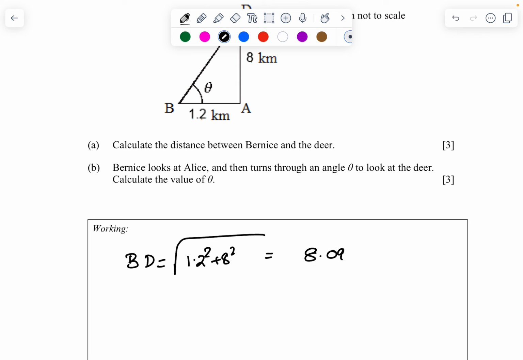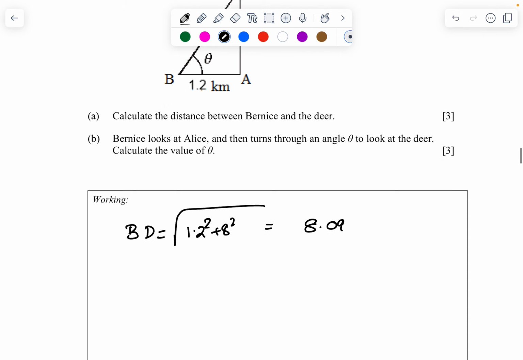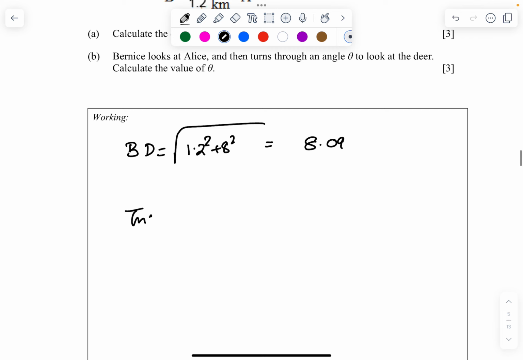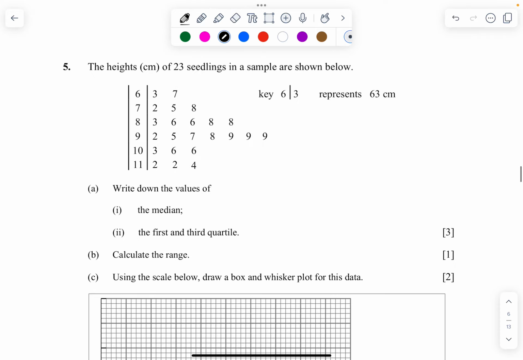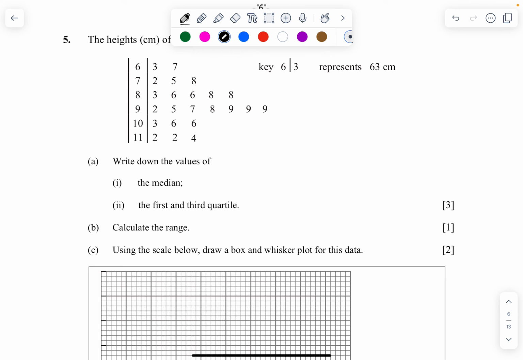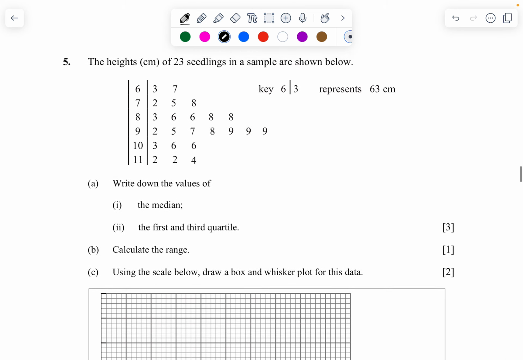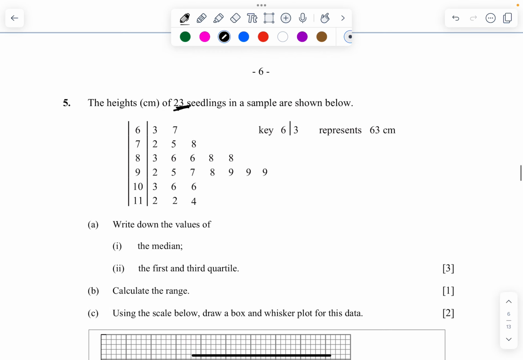Then Venice looks at Alice and turns through an angle theta to look at the deer. Calculate the angle theta. So tan theta equals opposite side 8 over adjacent side 1.2. So theta equals tan inverse of 8 divided by 1.2, which is 81.5 degrees. The heights are given. Find the median. 23. So there are 23 terms. So what is that?